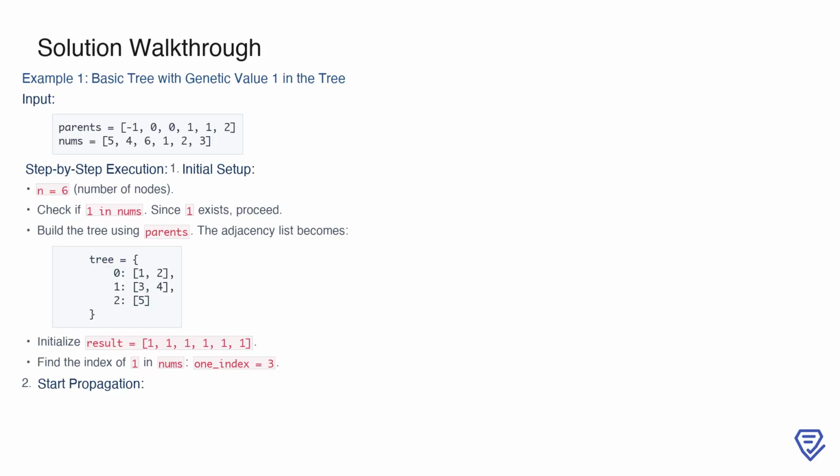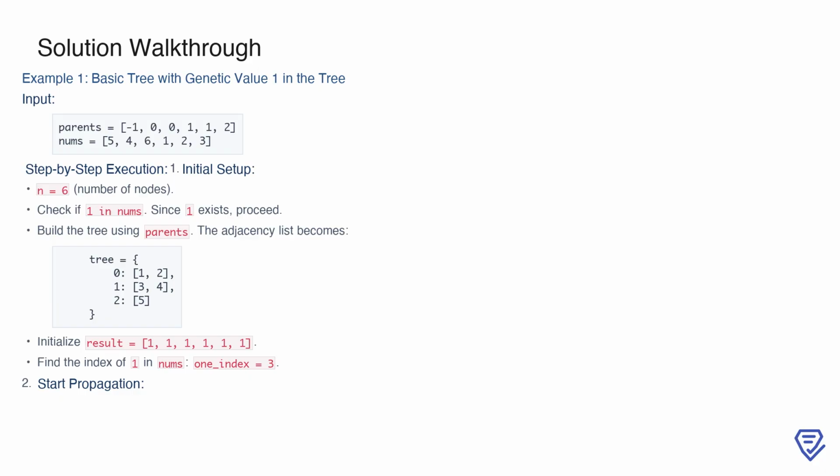To begin solving this problem, we start with an example tree where the parents array is -1, 0, 0, 1, 1, 2, and the genetic values assigned to each node are 5, 4, 6, 1, 2, 3. First, we determine the number of nodes in the tree, which is 6. Since the genetic value 1 exists in the nums array, we can proceed.